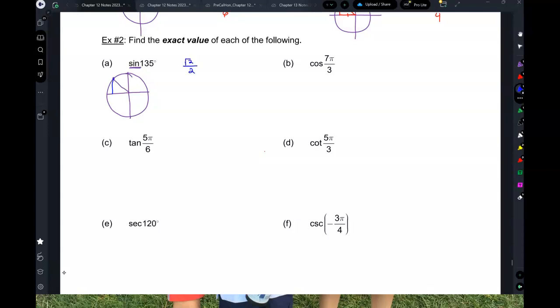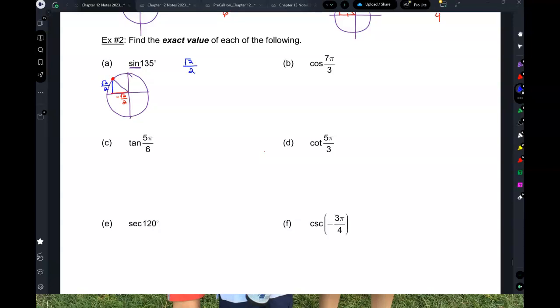So that's the sine of 135. Okay? Now let me tell you another way. How do you get to this point? You go horizontally a little bit and you go vertically a little bit. How much do you go horizontally? Negative root 2 over 2. How much do you go vertically? Positive root 2 over 2. So the sine is that vertical distance, root 2 over 2.